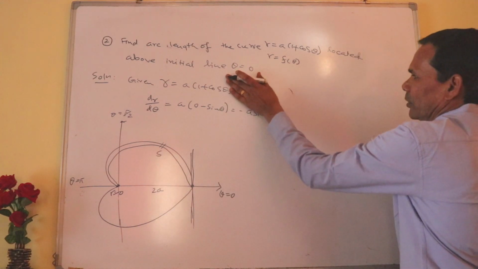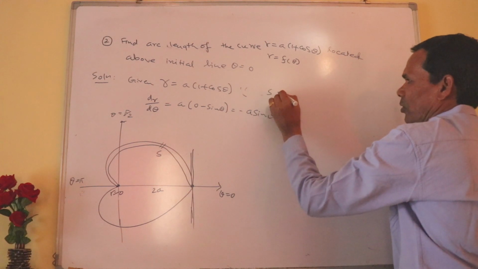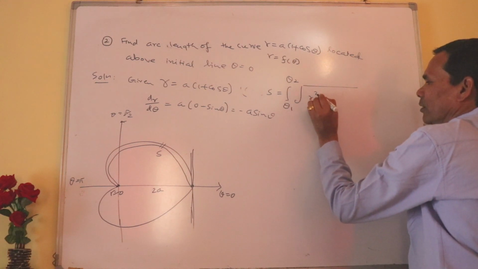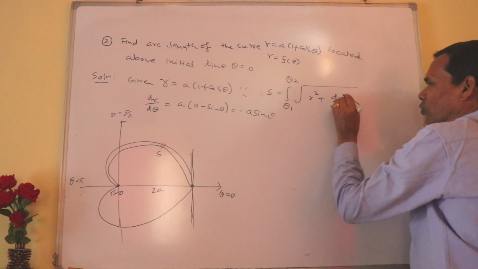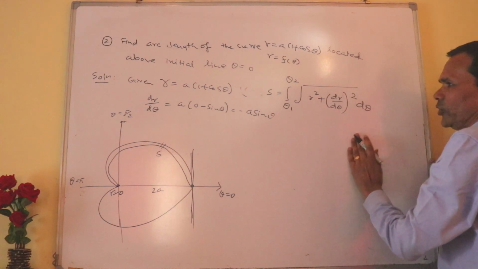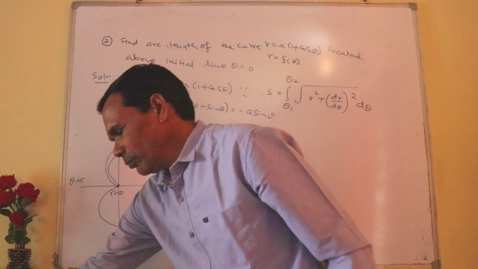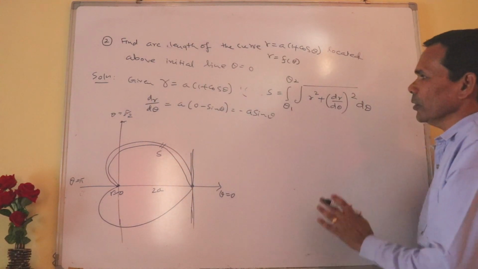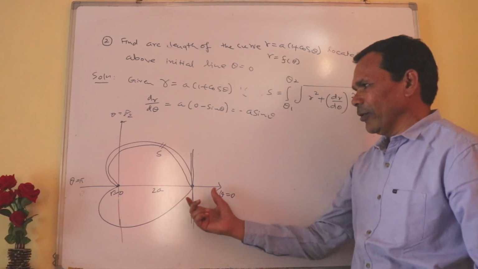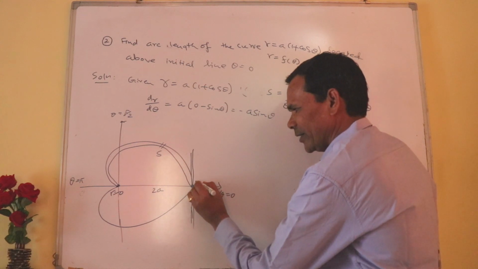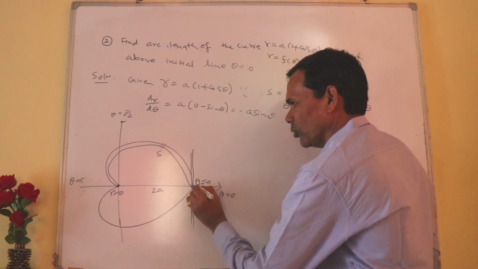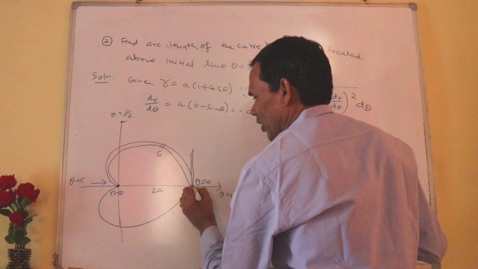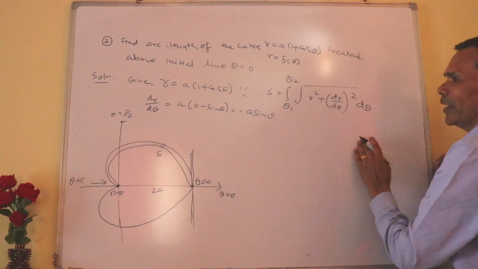The formula used is S is equal to integral from theta 1 to theta 2. For the polar curve, the formula is root of r square plus dr by d theta bracket square into d theta. This formula we are using. So I put the limits. Now how to find out limits for the initial line? For this curve, theta is equal to 0 at the start, and this length we need ends where theta is equal to pi. So theta is equal to 0 to pi. I have to put the limits.